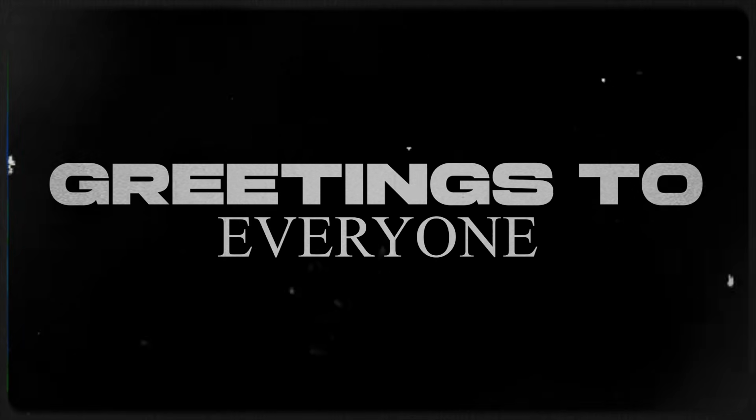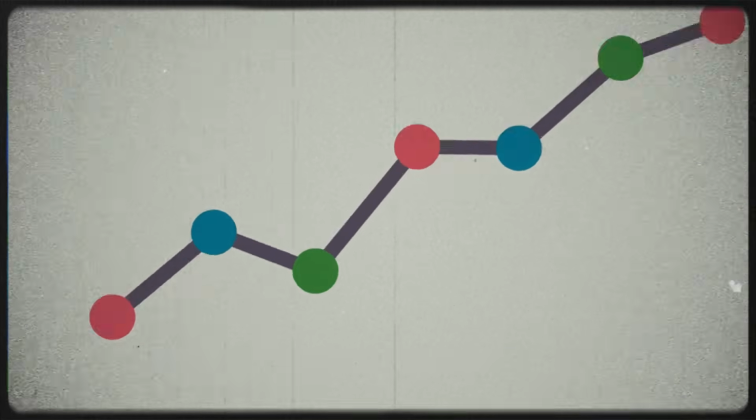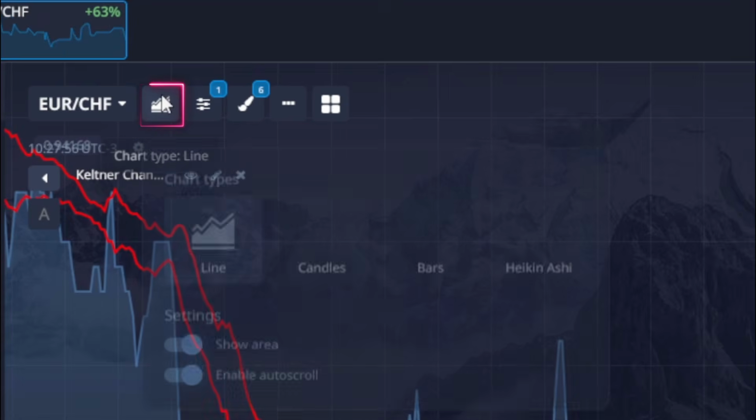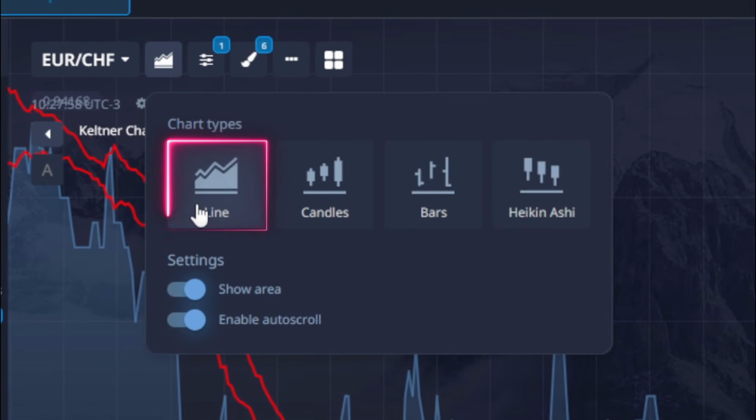Hello everyone, here's another strategy using line charts in financial markets. In this case, we're going to use the line chart again. We deactivate by clicking here. That's simple. We're going to use the Keltner indicator.